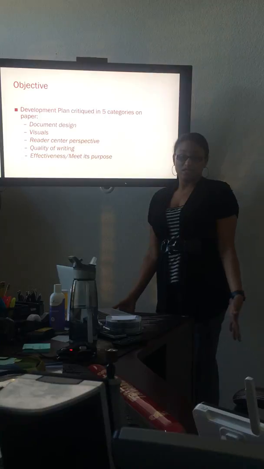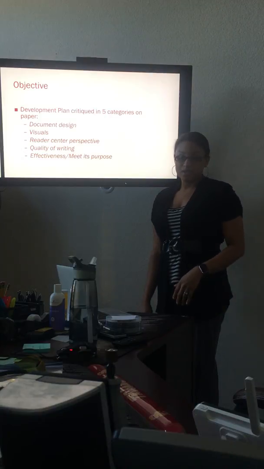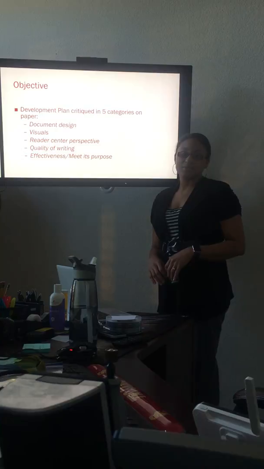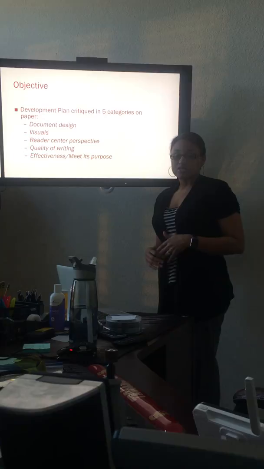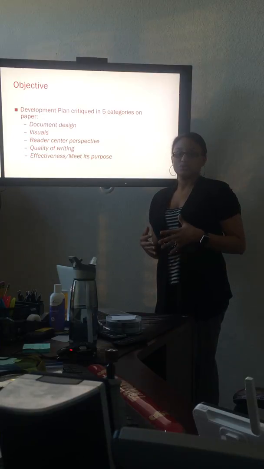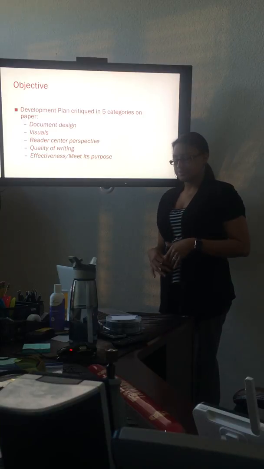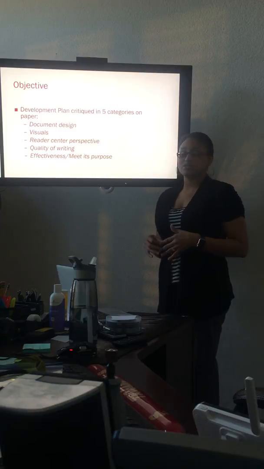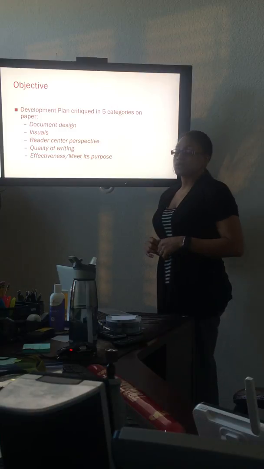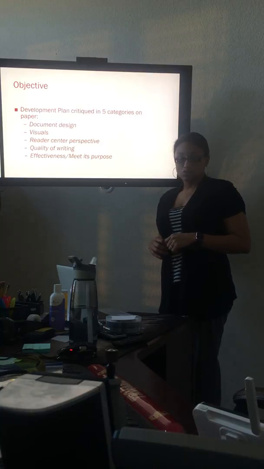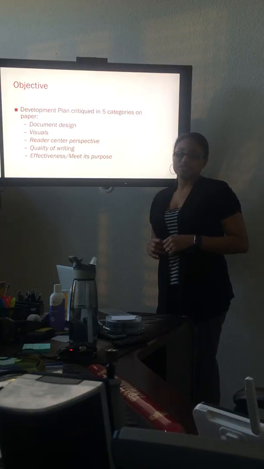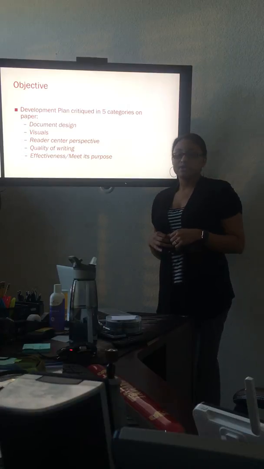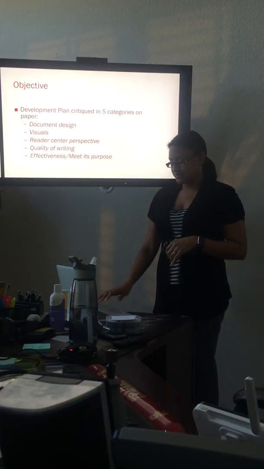I'm going to discuss the objective or the purpose of my paper. There is this document called the Development Plan that was implemented at Tarleton State University's main campus in Stephenville, Texas. In this document, it talks about the future plans the school plans to do in order to accommodate the new students that are coming forward. I'm going to critique this document based on 5 categories, which are as follows: document design, visuals, reader-centered perspective, quality of writing, and effectiveness or meeting its purpose.